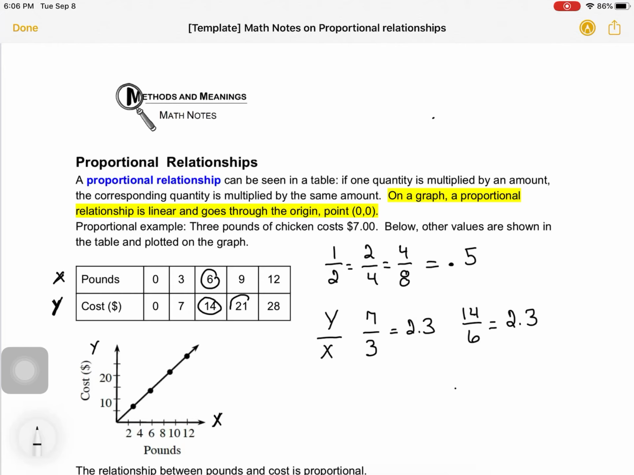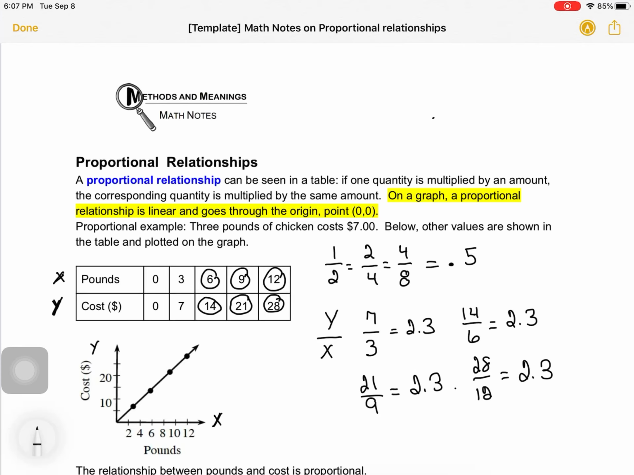Next, I'm going to try 21 divided by 9. So 21 divided by 9. Sure enough, that gives me 2.3. And the last one, 28 divided by 12, gives me 2.3.